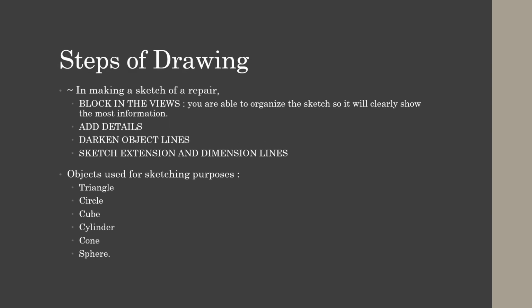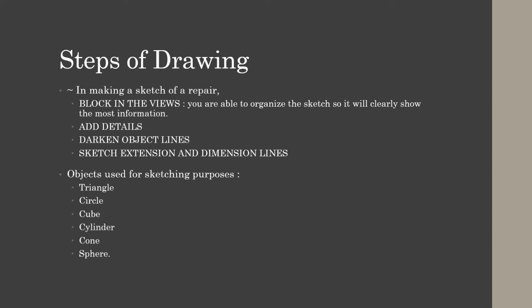Steps in drawing. In making a sketch of a repair, the first thing you're going to do is block in your views, so you're able to organize the sketch so it will clearly show the most information. Then you'll add your details, like where the holes go, and then you'll darken your object or visible lines, and then sketch your extension and dimension lines.